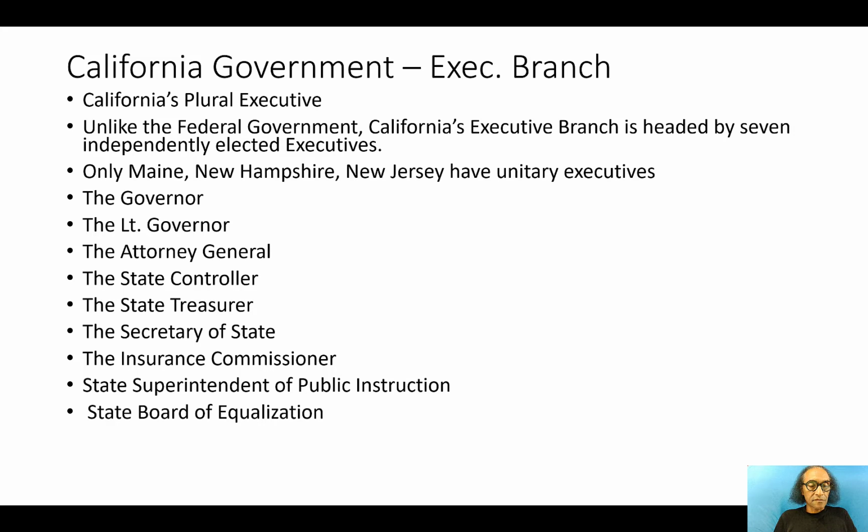Then you have the State Controller, again another elective office. The State Treasurer, the Secretary of State, the Insurance Commissioner, the State Superintendent of Public Instruction, and the State Board of Equalization. So all of these executive positions are constitutional positions, and individuals running for these offices run independently and do not rely on either the governor's political will or approval for their tenure in office.